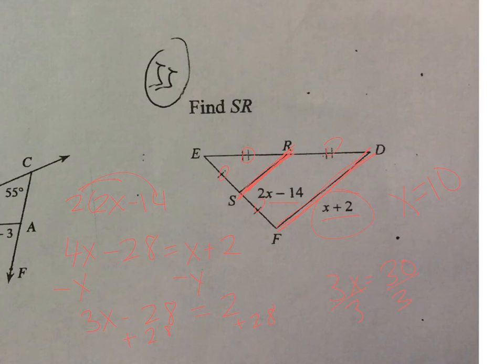And the question said find SR, so I need to plug 10 in for x in this. So 2 times 10 minus 14, 2 times 10 is 20, and minus 14 gives us 6. So the measure of SR is 6 units.